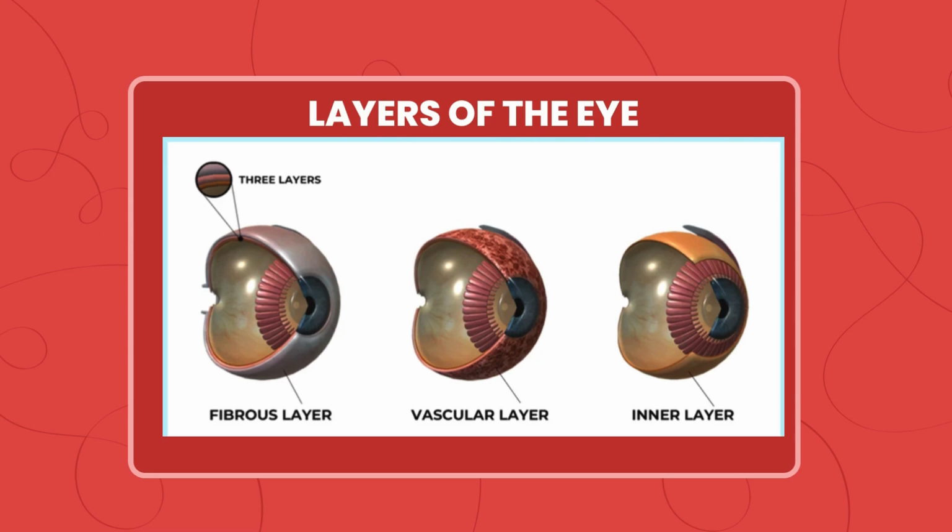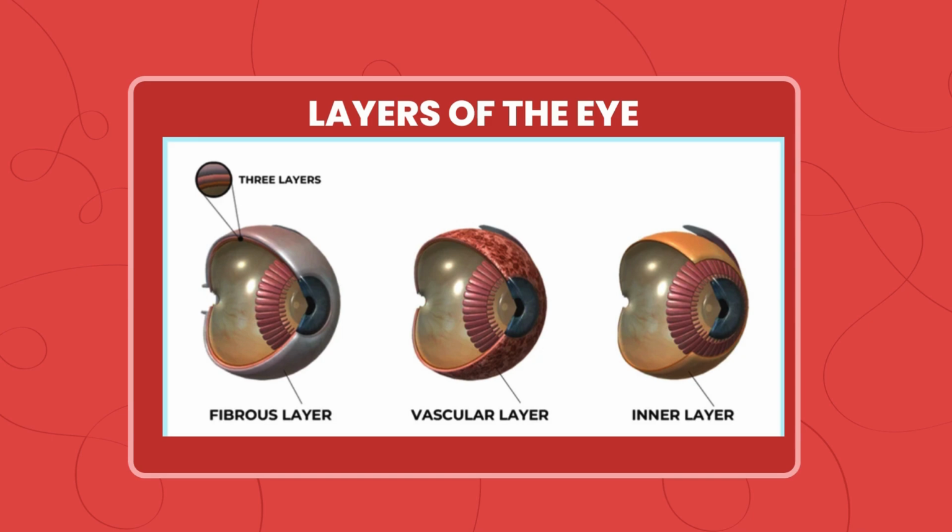So now we're going to focus on the layers of the eye. So as you can see in this diagram, we have three main layers. So the first one is a fibrous layer. Now this is the outermost layer of the eye. So it includes the sclera, which is the white part of the eye, and the cornea, which is the clear front part. The sclera basically provides structure and protection, while the cornea helps focus light into the eye.